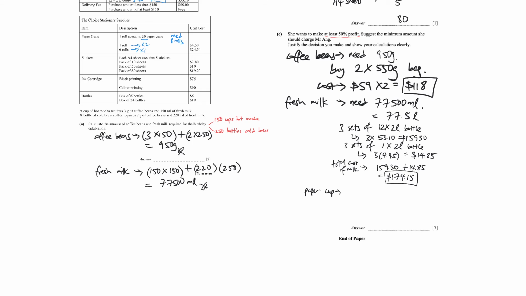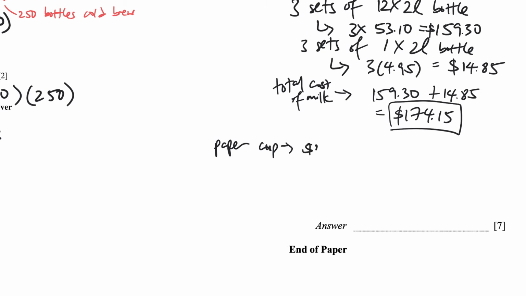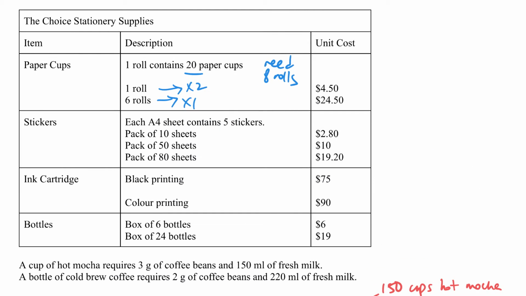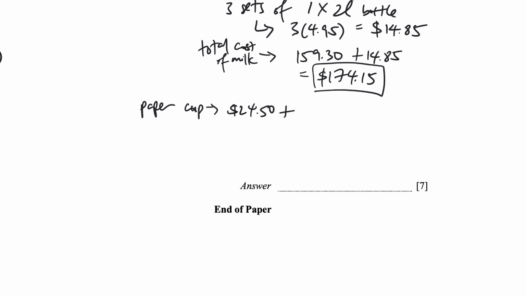So 1 time of the 6 roll, so there will be this amount, and then 2 times of the 1 roll, which is 2 times $4.50. So 2 times $4.50, and that will give me $33.50. So these paper cups.